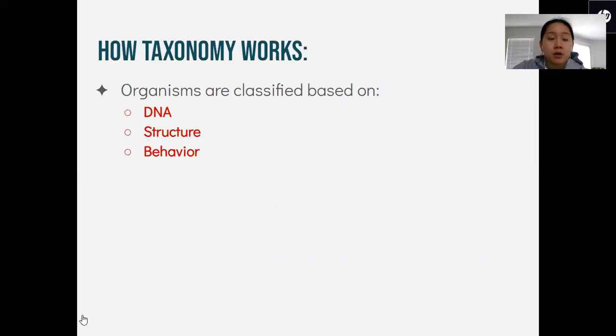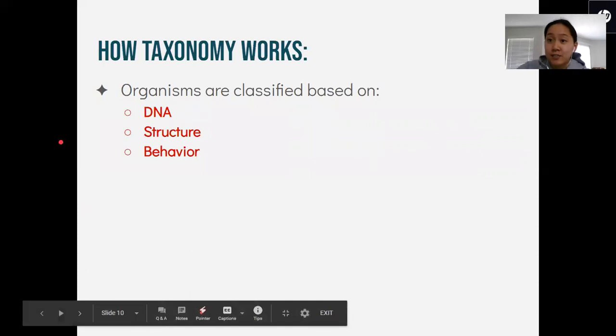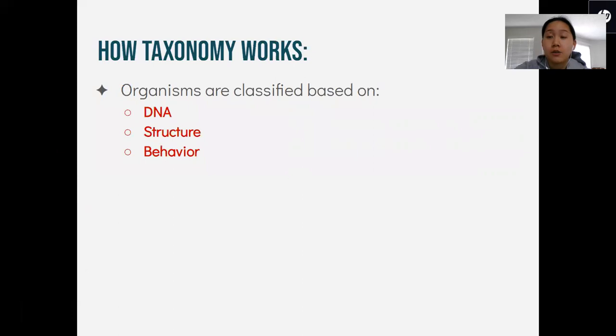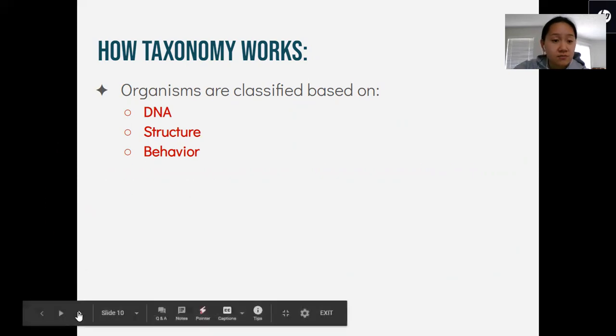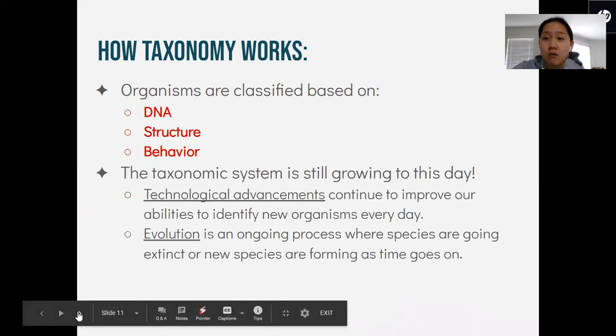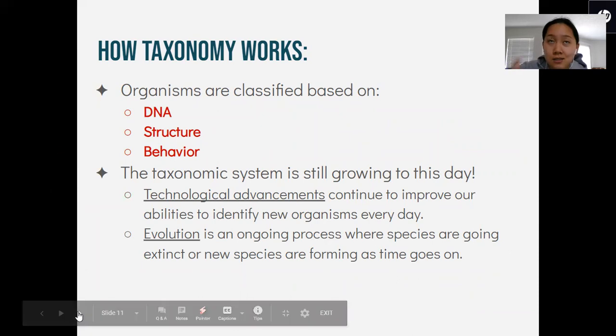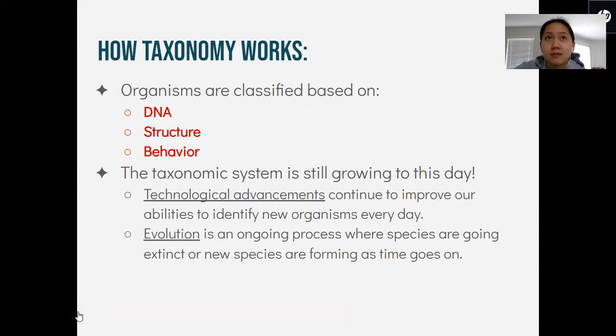So how does taxonomy work? Well, organisms are going to be classified into groups of similarity based on their DNA, their structure, their behavior, or all of the above. The taxonomic system is still growing even to this day because we're constantly discovering new organisms, and we're also realizing that organisms are consistently going extinct, right?